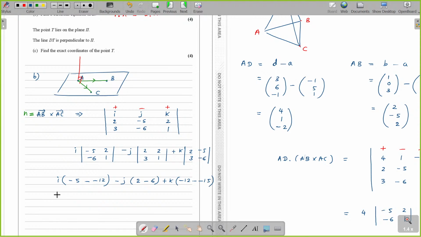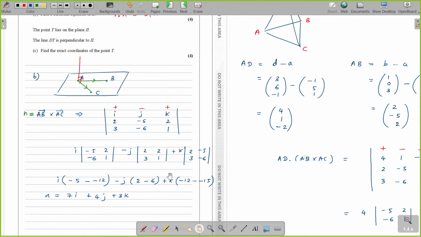What do we get here? Minus 5 plus 12 will be plus 7i. 2 minus 6 is minus 4. Minus 4 into minus j is plus 4j. Are you with me? Minus 12 minus minus 15 means minus 12 plus 15. So that's plus 3k. So this is what? This is our n, the vector that is perpendicular to the plane.